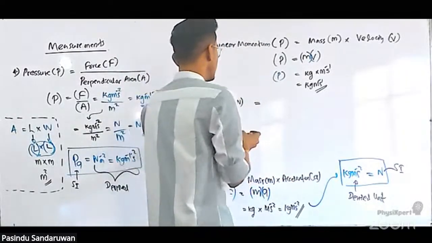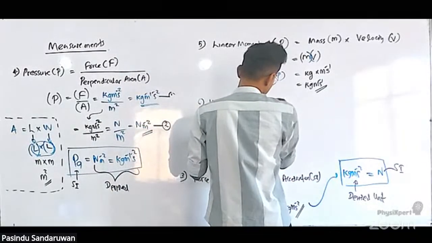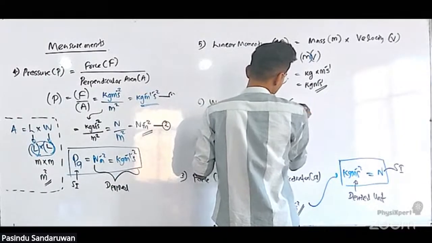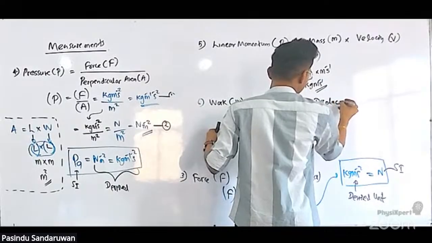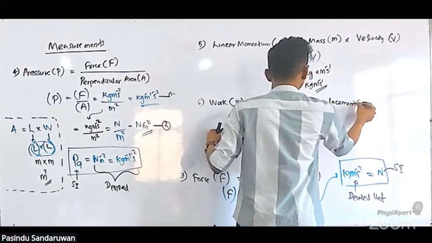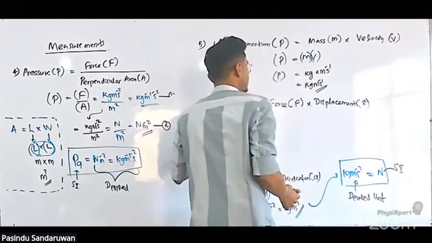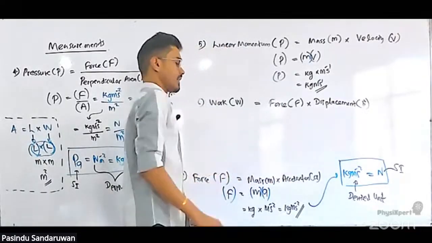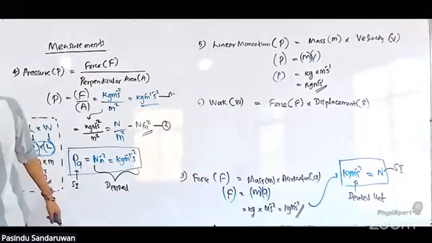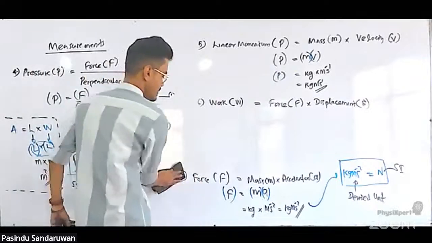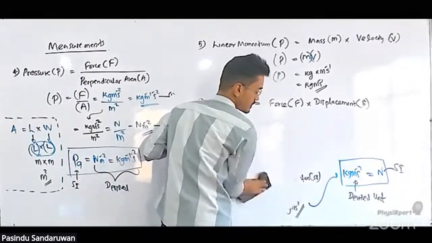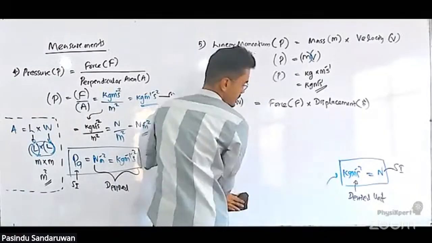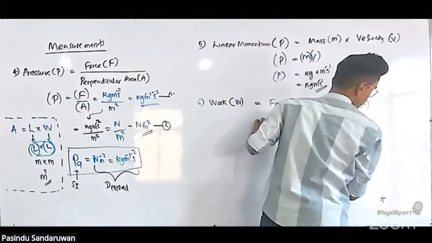Work is force times displacement. Force, capital F, times displacement, not the distance, displacement. S. Then as an equation, W equals Fs. Don't write Fd. Fs only.